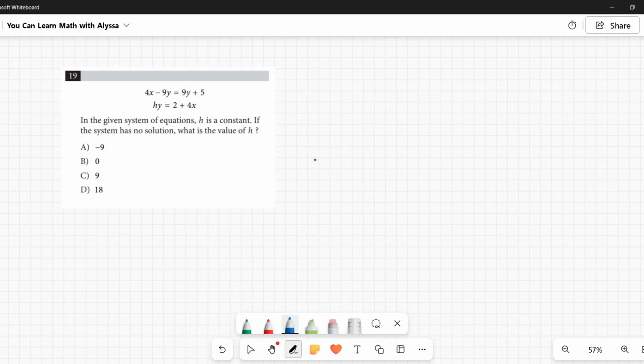19. 4x minus 9y equals 9y plus 5, and hy equals 2 plus 4x. In the given system of equations, h is a constant. If the system has no solution, what is the value of h?